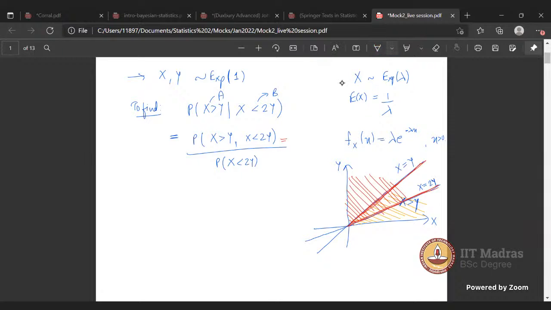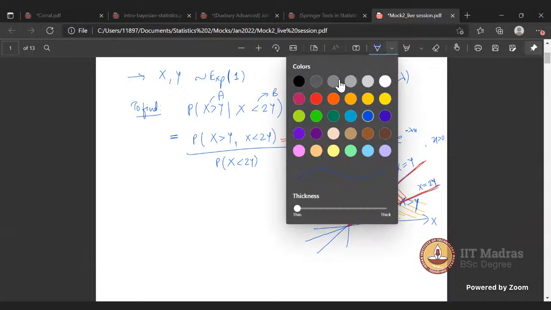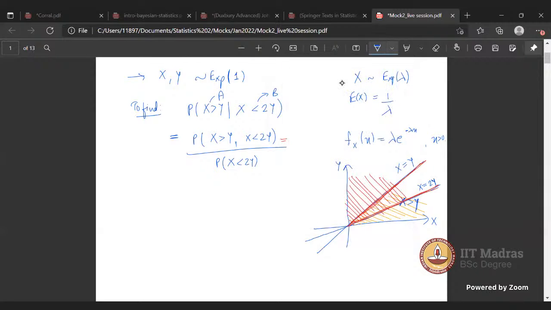Ma'am, I have a doubt here. They are exponentially distributed, but you're drawing straight lines. So why are you not drawing an exponential curve?